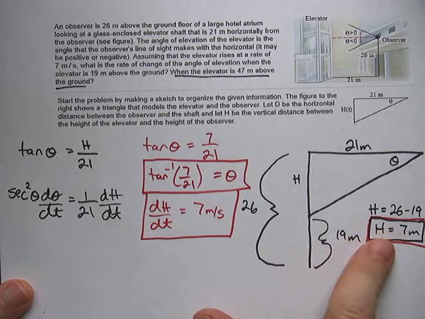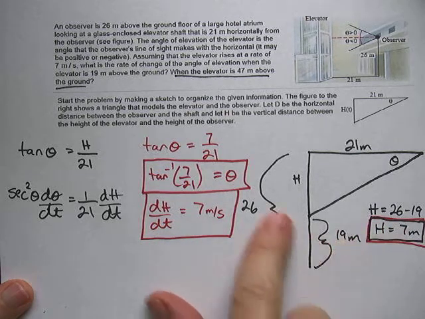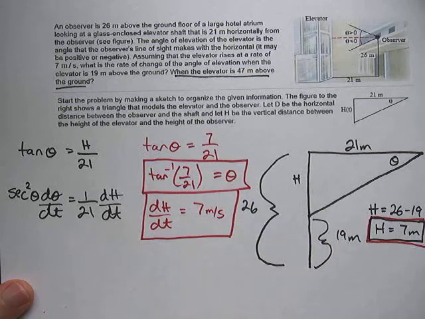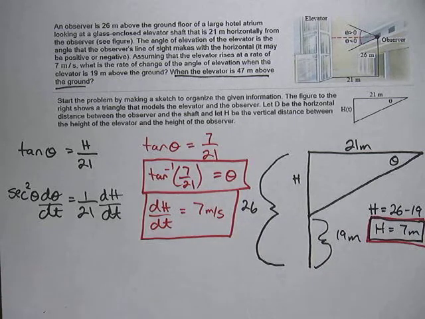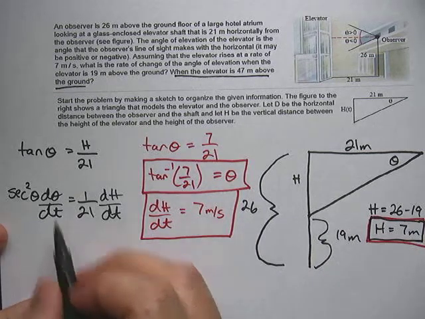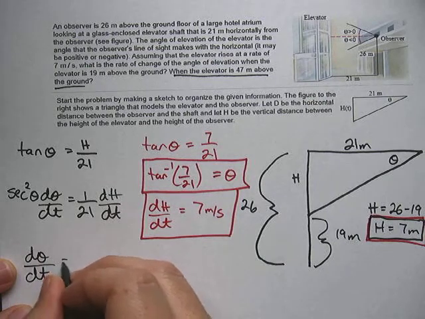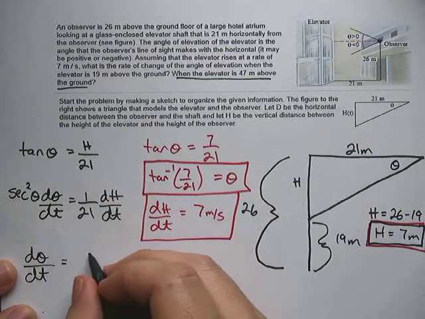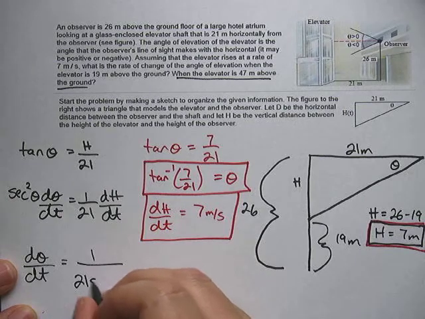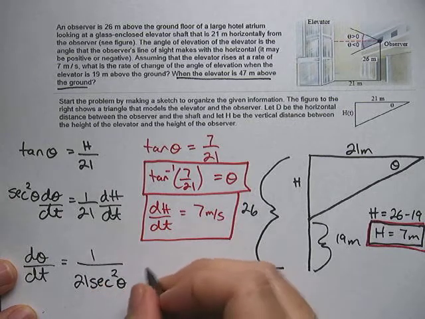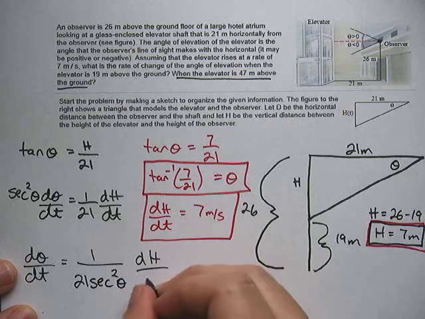We solved for h. That was given when we did the 26 minus 19. Okay, so we have everything that we need in this problem. We just need to solve for d theta dt. That's what we're looking for. So I solve for d theta dt, which means dividing the secant over. So I get 1 over 21 secant squared theta dh over dt.